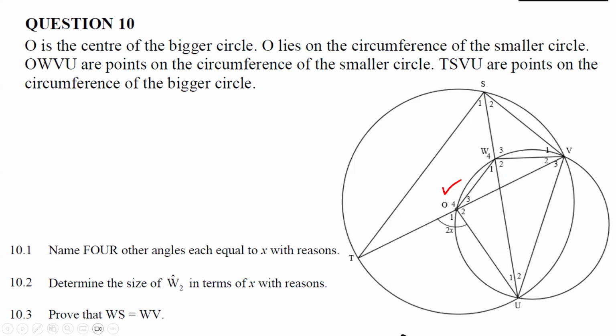Okay, the examiner is saying there's an angle that is 2x. It is this one here. But the examiner is saying name four other angles, each equal to x, with reasons. So now you have 4 minutes.